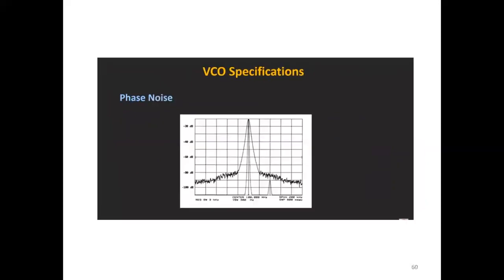These are the specifications. Next class we will see the monolithic PLL IC and its applications. That means the VCO is available in some ICs, and with those ICs we can see the different applications of the PLL.